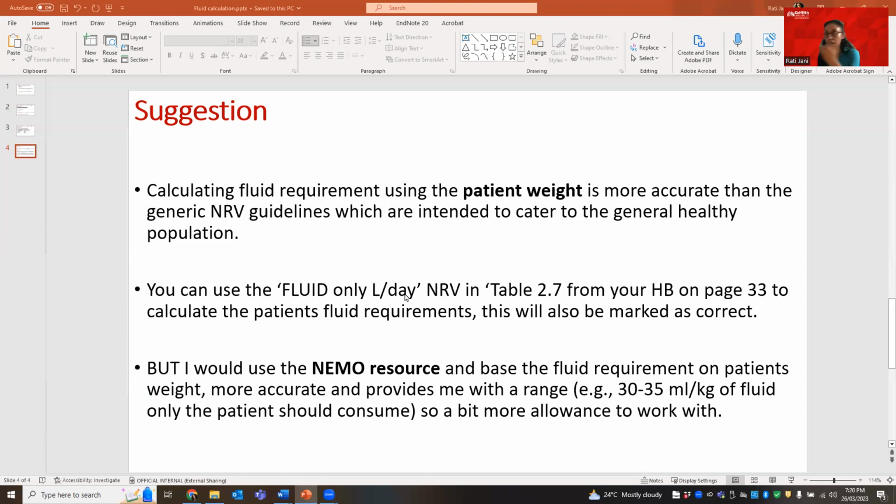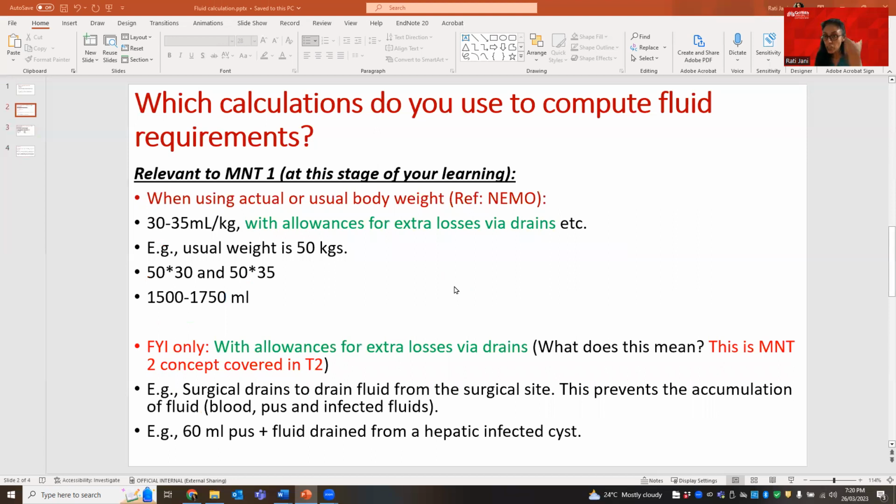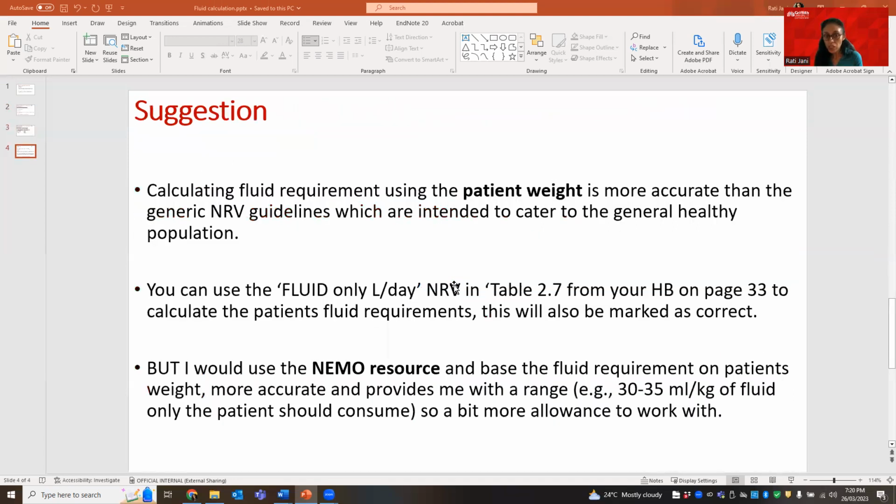So when you are comparing both resources, NEMO versus NRV, we have to compare apples with apples. The fluid only liters per day column in your handbook is similar to using fluid only according to the patient's weight status, be it adjusted body weight or the actual body weight. So this is when you are rightfully comparing apples with apples. Okay, so it is the fluid only liters per day column.